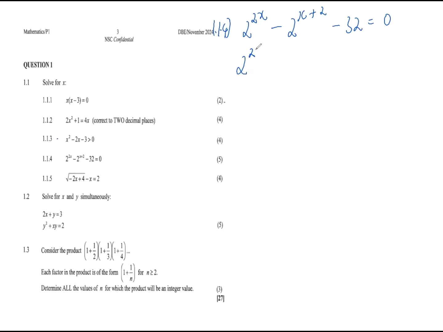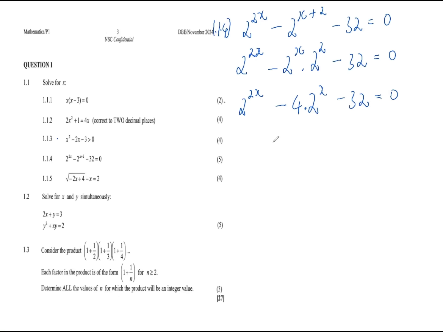So this is 2 to the exponent of 2x, and then this one will break down to 2 to the exponent of x, and then 2 to the exponent of 2, right? And then minus 32 is equal to 0. Now 2 to the exponent of 2, we know that this will give us what? 4. So I'll just write 4 here in front, and then 2 to the exponent of x. So I didn't change anything, only the format.